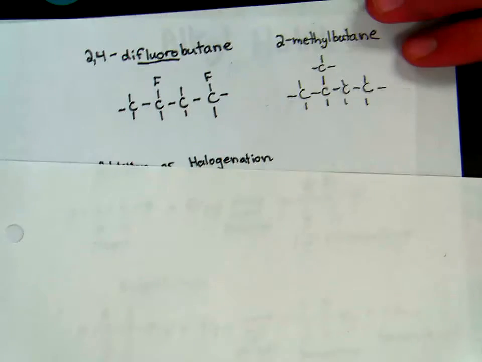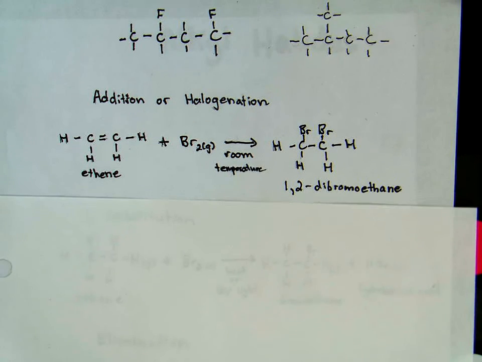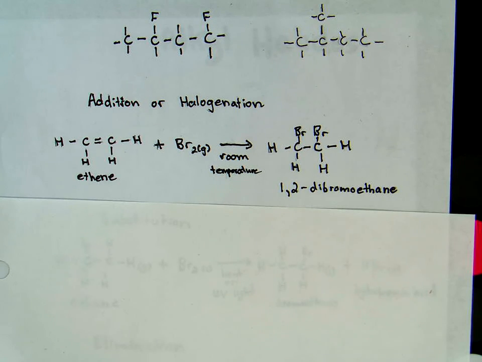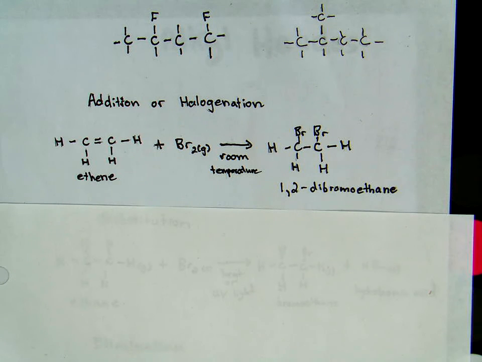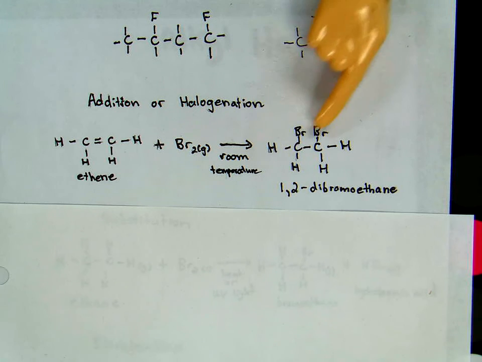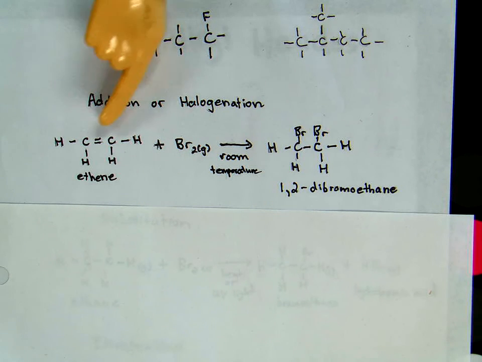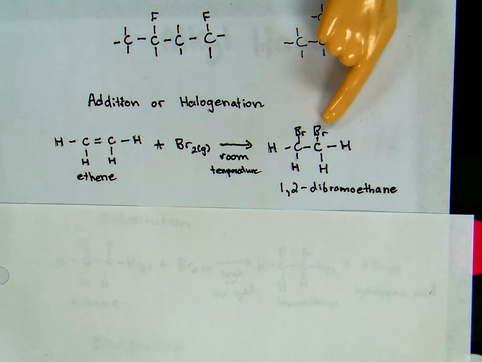Halogenation or addition reactions occur when alkenes and alkynes add atoms to their double and triple bonds. When the bond breaks, 2 more spots for bonding around the molecule are created and are filled by halogen atoms. For example, ethene reacts with bromine to form 1,2-dibromoethane.